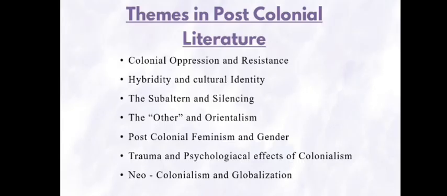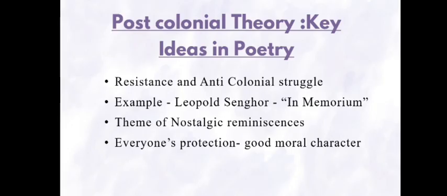Moving on to the last section, Neo-colonialism and Globalization, where it deals with how, even after independence, economic and cultural dominance by Western powers continues through globalization and capitalism. Example, Americanah, which explores migration, race and postcolonial identity in a globalized world. Now we come to postcolonial theory and the key ideas which are used in poetry.